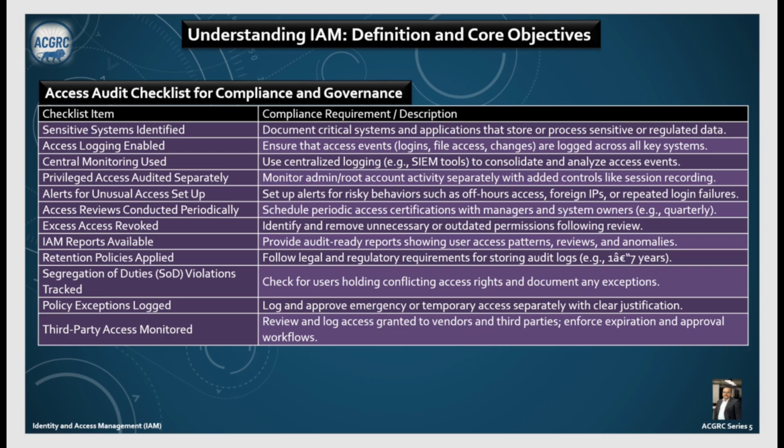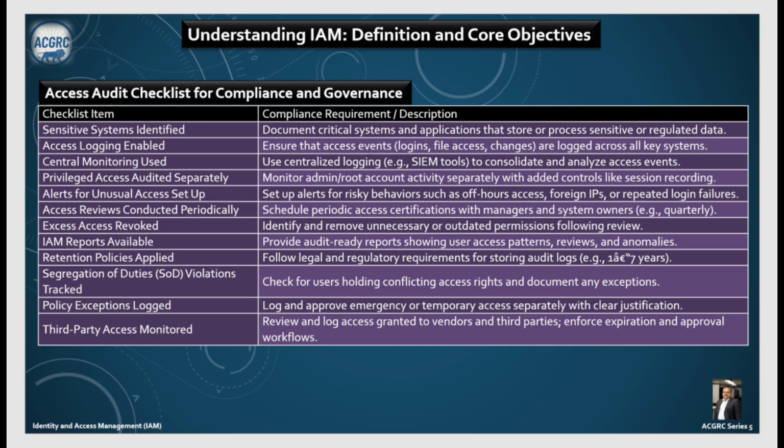Schedule periodic access certification, that is your recertification, quarterly for example. Identify and remove unnecessary and outdated permissions following reviews. Provide audit-ready reports showing user access patterns, reviews, anomalies. Follow legal and regulatory requirements for storing audit logs. It could be 1 or 7 years. Check for users holding conflicting access rights and document any exceptions.